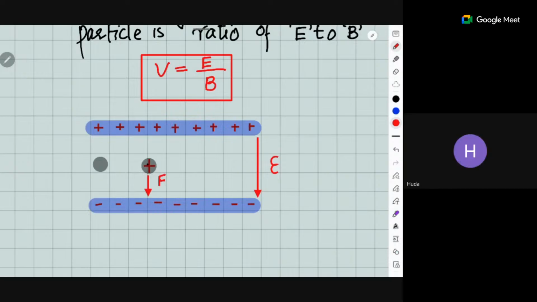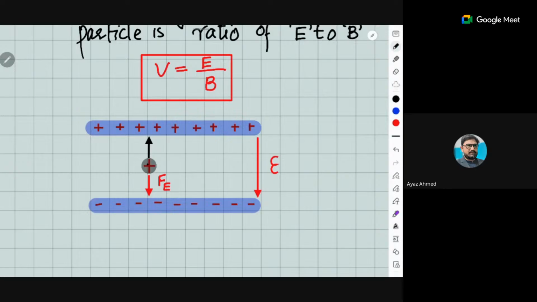Yes, the electric force will be downward. So to keep it in equilibrium, what should be the direction of the magnetic force? Magnetic force should be upward. Are you getting my point? Where should the magnetic force be? Magnetic force should be upward. And when this is upward, that force is produced due to a magnetic field.